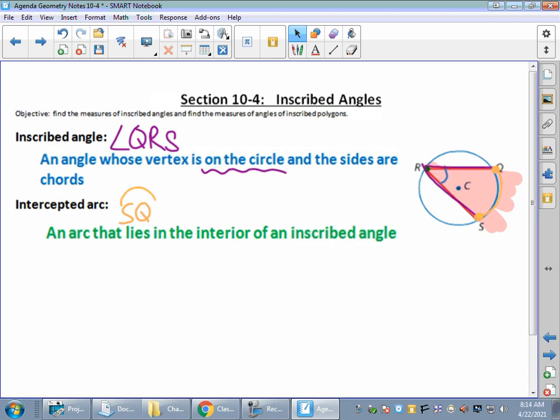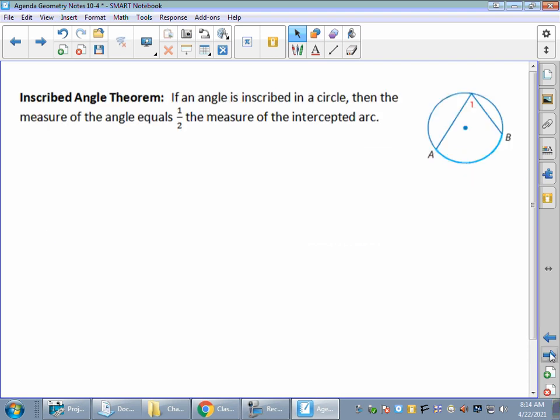These two things have a relationship just like our central angle and the arc had, but it's not the same relationship. Remember, the central angle is the same as its intercepted arc. For an inscribed angle, if an angle is inscribed in a circle, then the measure of the angle equals half the measure of the intercepted arc.